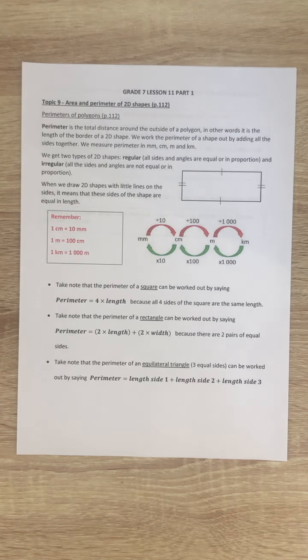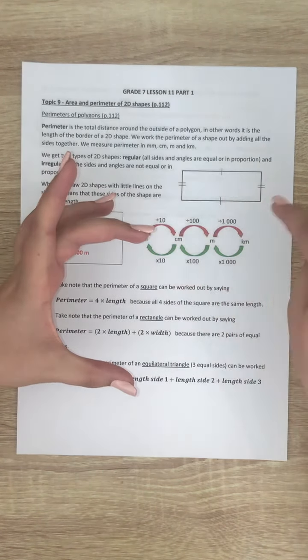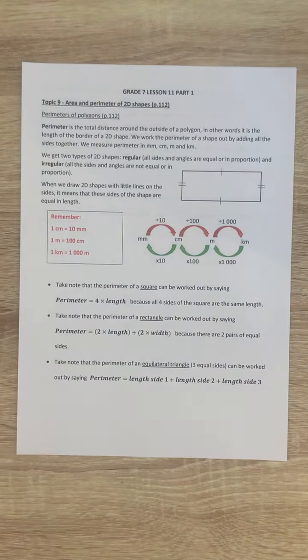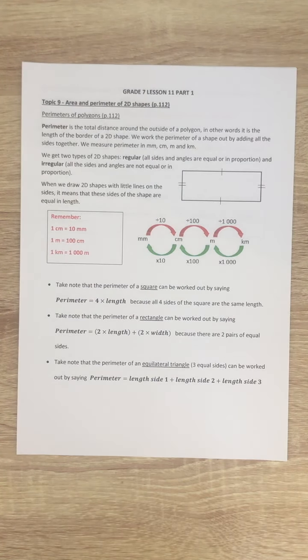So basically what this means is when I give you a 2D shape, it can be a triangle, a square, a rectangle, a pentagon, an octagon. The perimeter, when I ask you to work it out, basically all you need to do is add the lengths of all the sides of the shape. We don't include anything inside the shape, it's just the border around it. So we work out the perimeter of a shape by adding all the sides together.